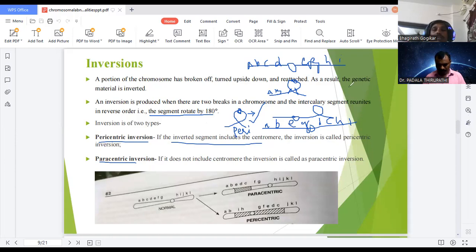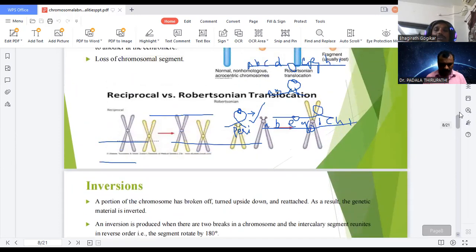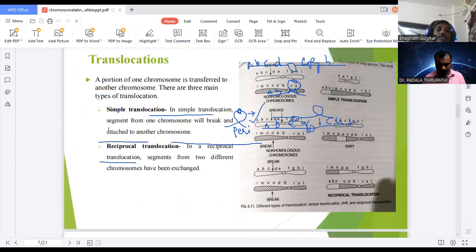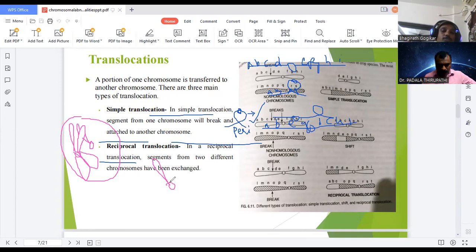Now observe the difference between translocation and crossing over. Translocation we already discussed. Generally, the segments are exchanged between the homologous chromosomes. That is crossing over. These are the two chromatids, and this is another homologous chromosome. So see here, this is an exchange of two non-sister chromatids within the homologous chromosomes. But translocation is not like that. So this is the one chromosome.